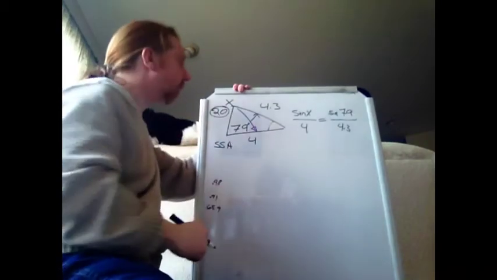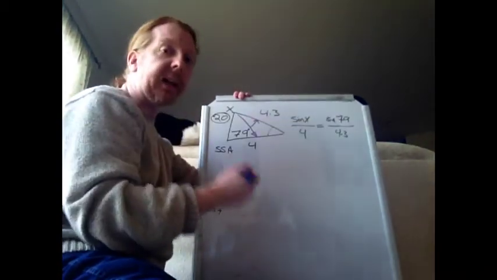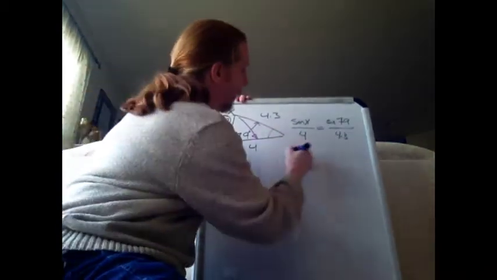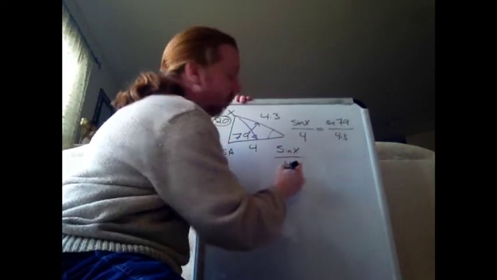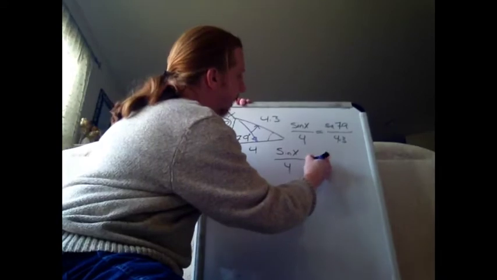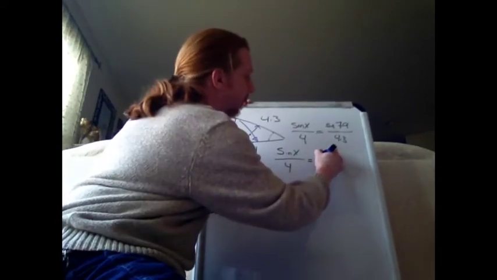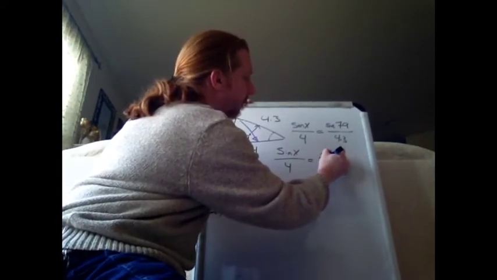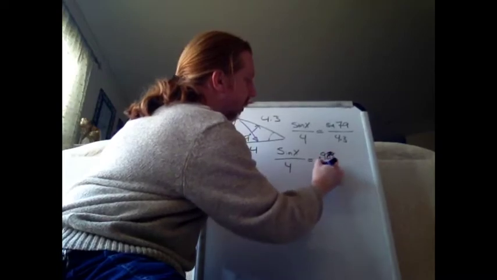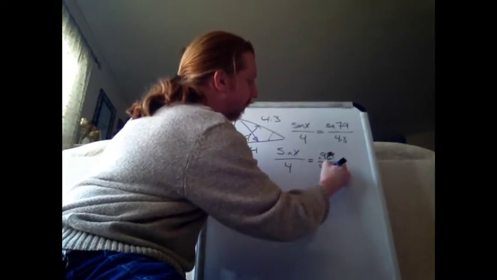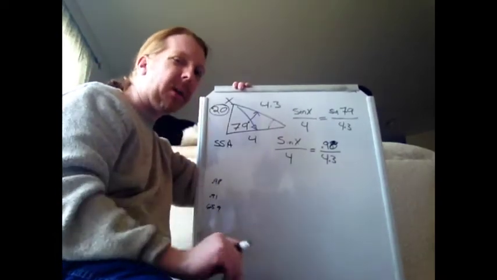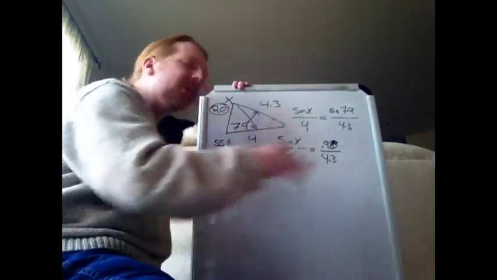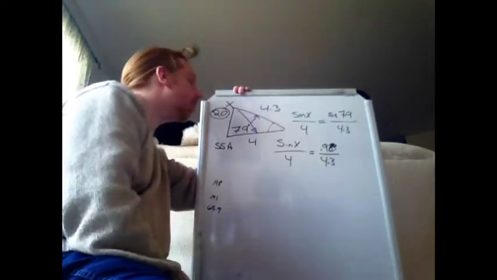Now we do some algebra. Sine 79 I can look up on my calculator. It's going to be 0.98. So I have sine x over 4 is equal to 0.98 over 4.3. I'm doing a little rounding here, so there might be some difference between answers. As long as the work is correct, you're going to be okay.